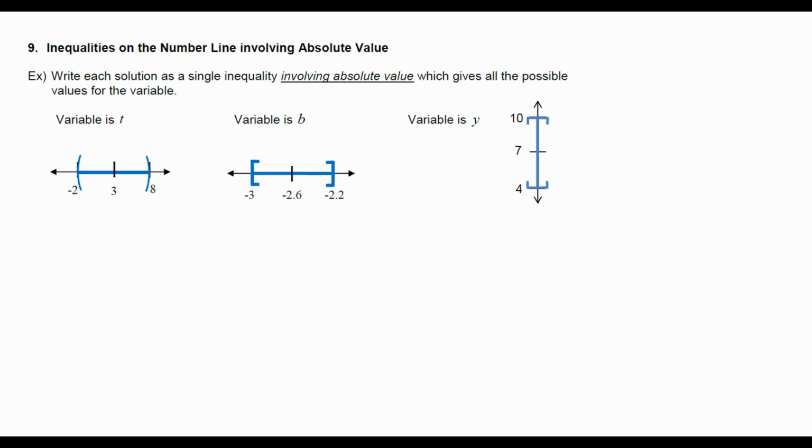Number 9. Inequalities on the number line involving absolute value. Example. Write each solution as a single inequality involving absolute value, which gives all the possible values for the variable. So the first graph, you would like to use variable t and write the absolute value expression that denotes all t in the interval negative 2 to 8.